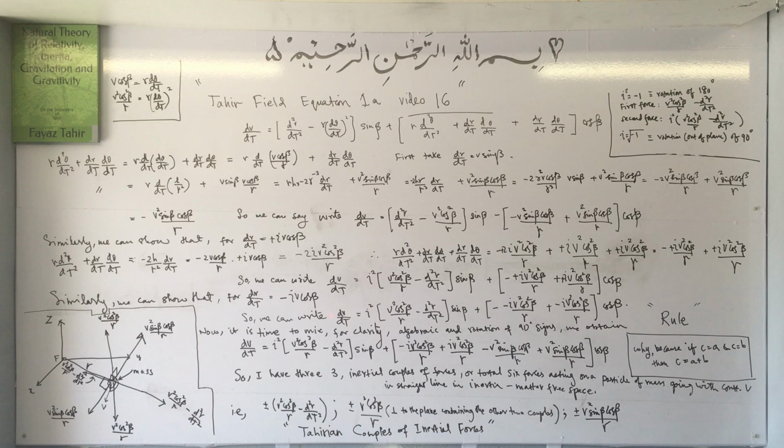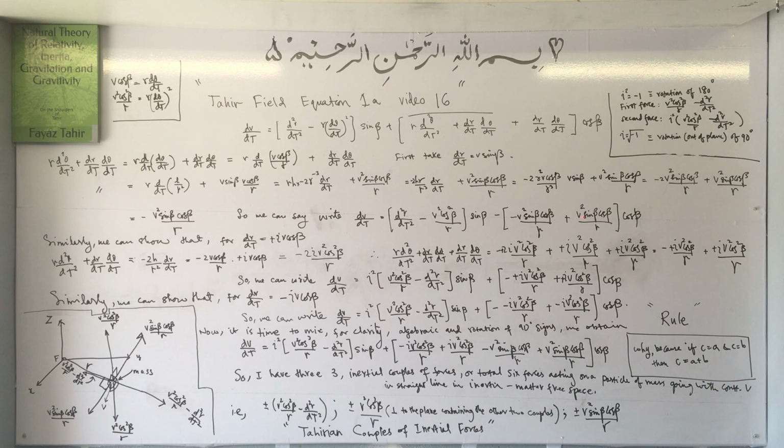So this is the expression for dv over dt, which we get by using this combination, dr over dt is equal to minus iota v cos beta, and this is the expression. So this is the expression that we get from here by using minus iota v cos beta.